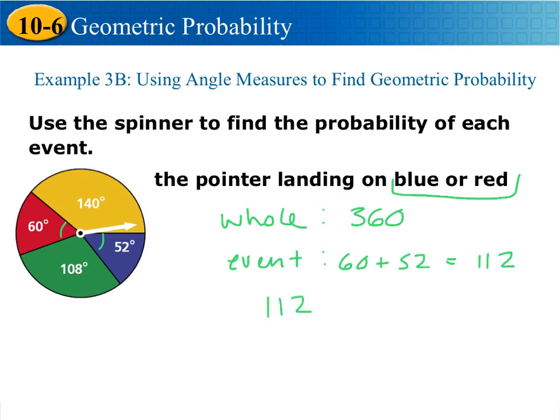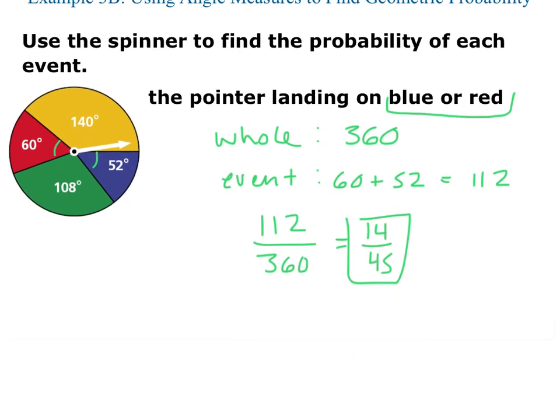So we do our event, 112, divided by the whole thing, which is 360. We can simplify this by dividing 8 into the top and the bottom. I believe we get 14 over 45. So we have a 14 out of 45 chance that our pointer is going to land on blue or red. We can change this to a decimal by just dividing. So we divide 14 by 45 and we get 0.31. And we multiply this times 100 to get our percent. So it would be a 31% chance that our pointer is landing on blue or red.